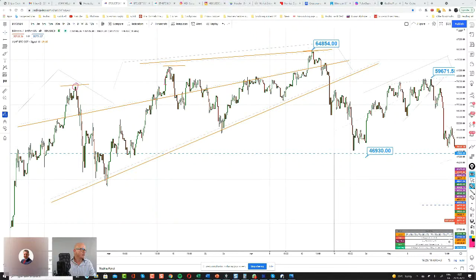Everybody charges in long, they get given a small profit, and then they get a washout right the way down there and they get stopped out. Then you go, oh, look, we made a new high. Let's try again. Maybe we were just unlucky. Marginally higher high. Again, everybody support and resistance trader.